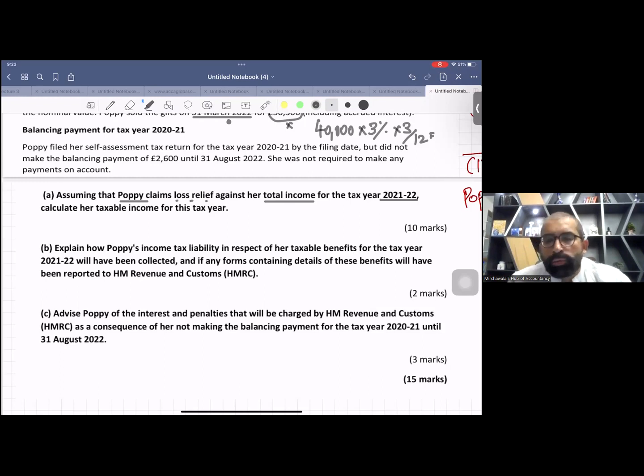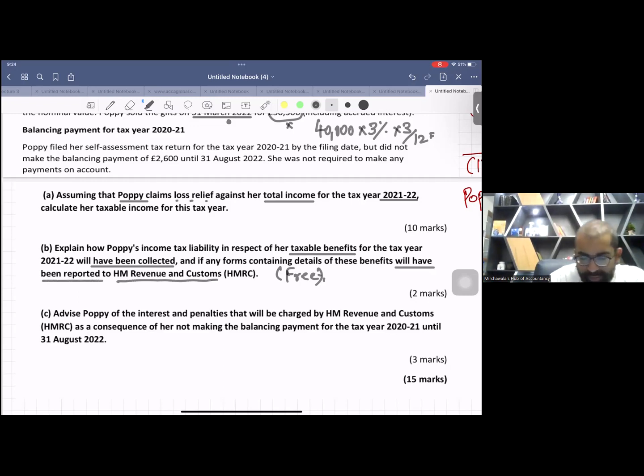So it's very simple. First of all, we have to calculate the total income, and then we have to set off this thing. Easy marks. Be confident. I'll do the working. Then second thing, explain how. Free marks, 2 marks, free. Explain how Poppy's income tax liability in respect of her taxable benefits for the tax year 2021-22 will have been collected, and if any forms containing details of these benefits will have been reported to HM Revenue and Customs.